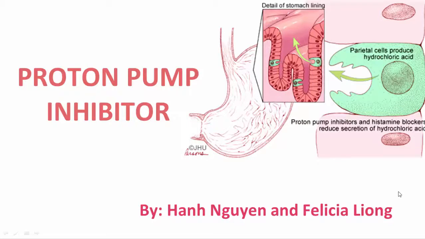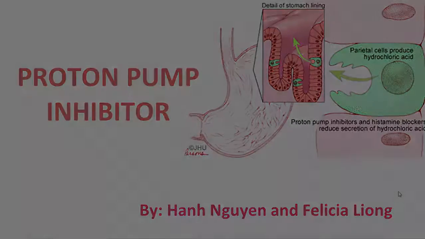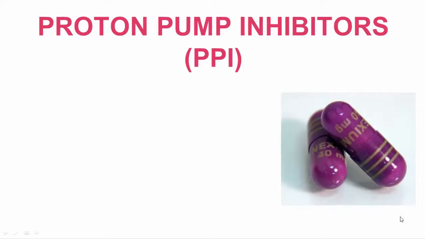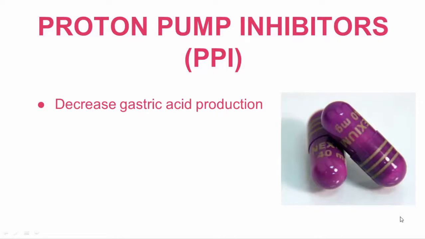Hi, today we're going to be talking about proton pump inhibitors. Proton pump inhibitors, or PPI, are pharmaceutical drugs which are used to decrease gastric acid secretion. They are administered as enteric-coated tablets or capsules, which protects the PPI from being degraded in the stomach.